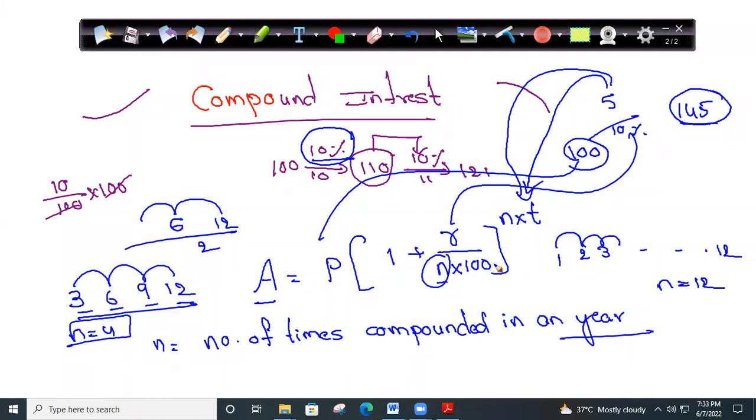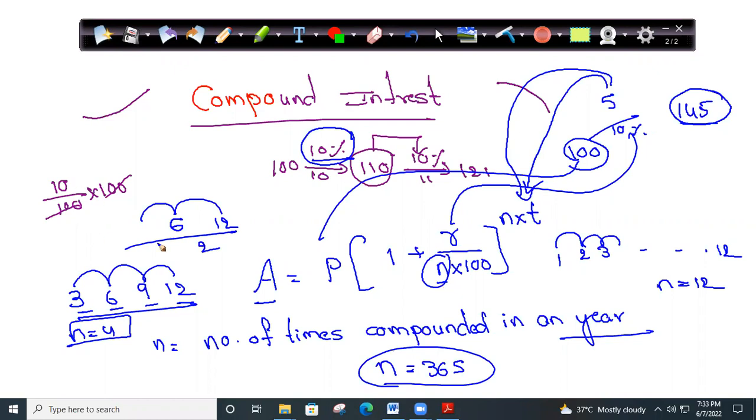If I say quarterly, every 3 months I'm compounding. In 1 year I compound 4 times. So the value of N is 4. If I say compounding daily, in 1 year I compound 365 times. So N is 365. So you should know the value of N. N is the number of times compounded in a year. Please know, it's very simple. IIT, whatever the stream, it is simple if you know what exactly you are studying. If you don't know what exactly you are studying, it is very complicated.